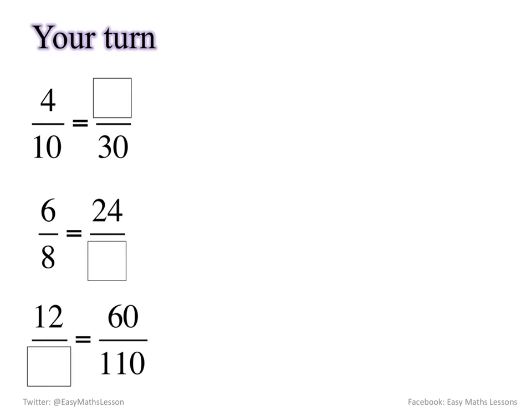Now it's your turn. Give it a go, press pause, and I'll be ready with the answers. Here you go. 4/10 is 12/30. 6/8 is the same as 24/32. And then I've swapped them around, so this time you'll see I've got 60/110. And 60/110 is the same as 12/22.